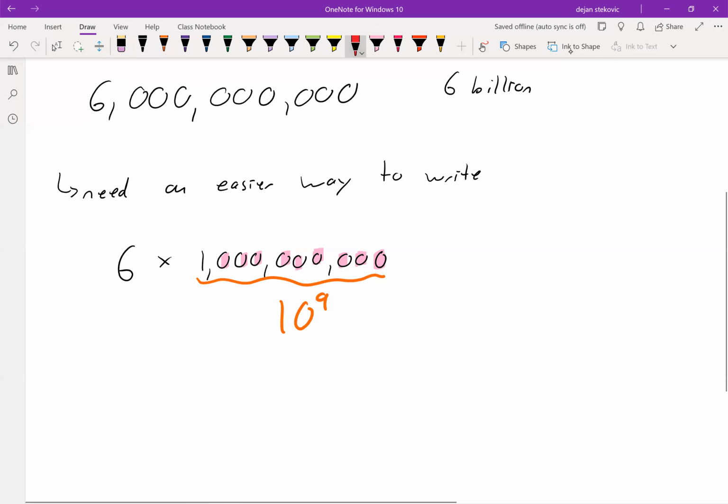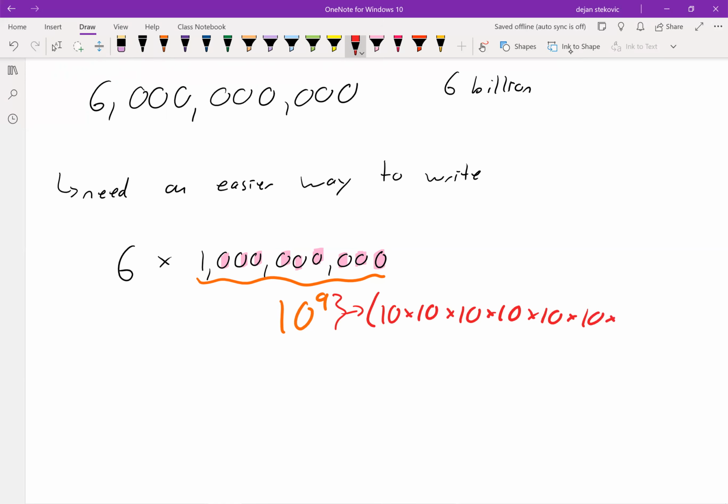If you forget from your algebra class what 10 to the 9th is or what exponents are, the exponent basically just tells you how many times that base number is multiplied. So 10 to the 9th is equal to 10 times 10 times 10 times 10 times 10 times 10 times 10 times 10 times 10, 9 tens multiplied by each other, which is equal to 1 billion. And so we can write 6 billion as 6 times 10 to the 9th. And this is what's known as scientific notation.